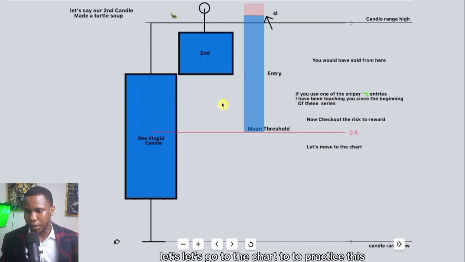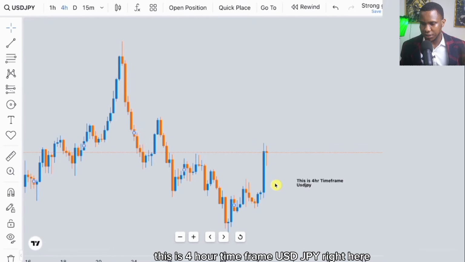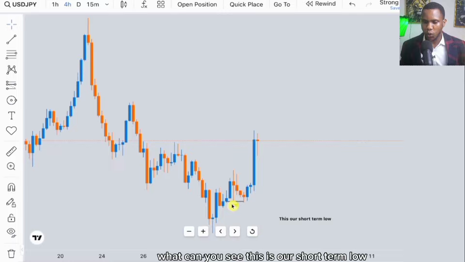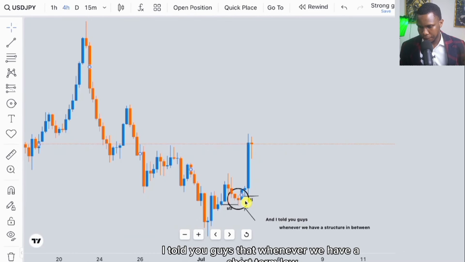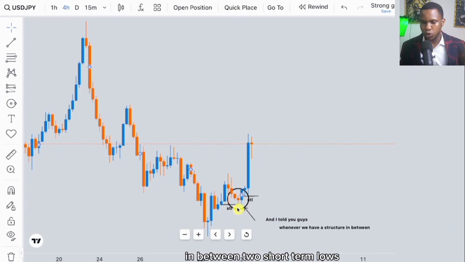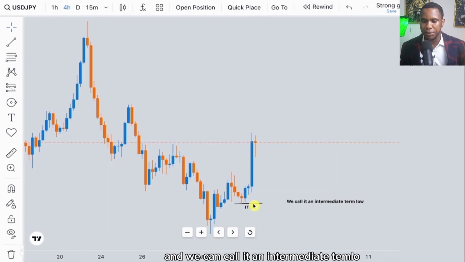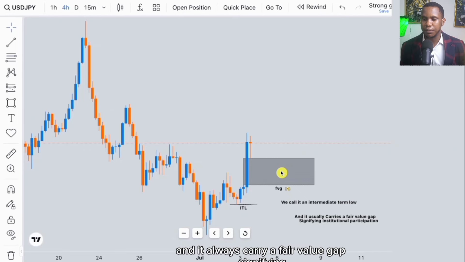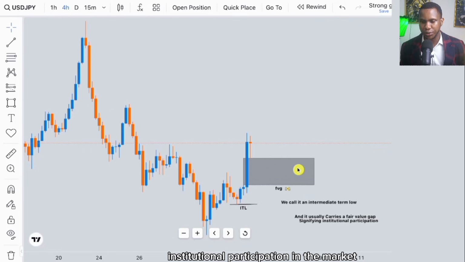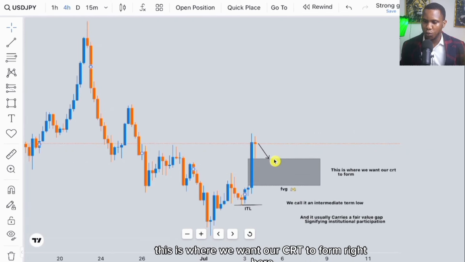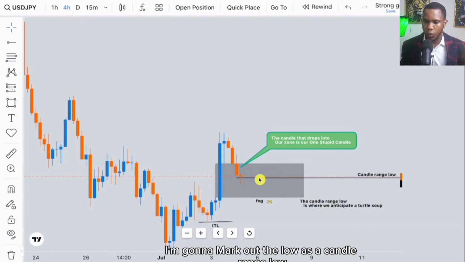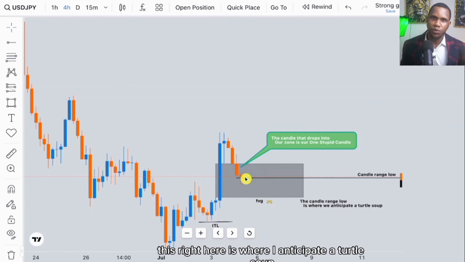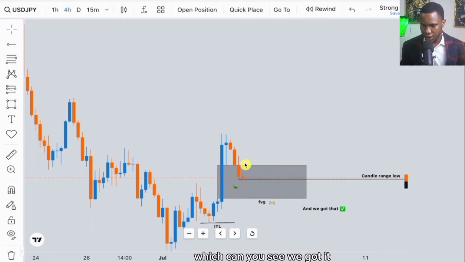Let's go to the chart to backtest this. This is 4 hour time frame USD JPY right here. What can you see? This is our short term low. This is another short term low right here. I told you guys that whenever we have a structure in between 2 short term lows, we can call it an intermediate term low, and it will always carry a fair value gap signifying institutional participation in the market. This is where we want our CRT to form right here. This candle that dropped into this zone is our one stupid candle. I'm gonna mark out the low as a candle range low. This right here is where I anticipate a turtle soup, which can you see we got it.